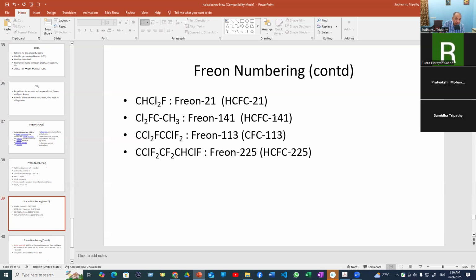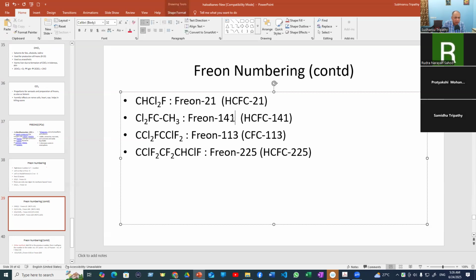When it is an ethane-based or a propane-based freon, then you will get three digits. Freon 141 is this. You automatically first write the last digit: 1 means there will be 1 fluorine here. And this 4 means this is hydrogen plus 1. That means there are 3 hydrogen atoms. So write CH3. And how many carbons? The first 1 means 1 plus 1, 2. So 2 carbon atoms, 3 hydrogen atoms, and 1 fluorine.